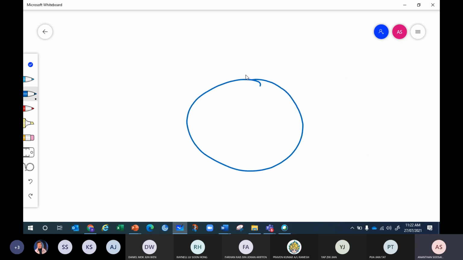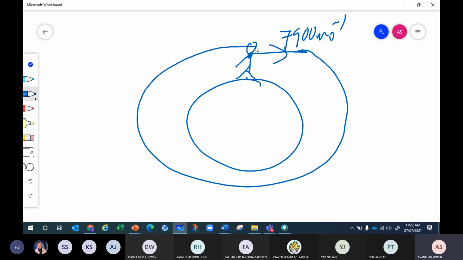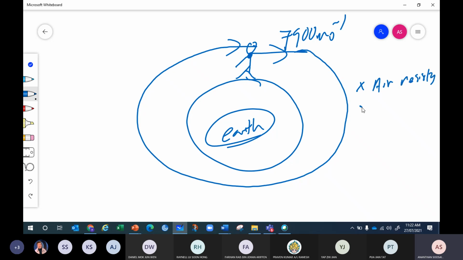Okay, on the Earth's surface, maybe Superman can do it here. Let's say you throw at the Earth's surface with 7,900 meters per second. After a short while, we'll go and hit him from the back. You're going to move in one circle at 7,900 meters per second for our Earth. Of course, the assumption is no air resistance, and second, the Earth is a perfect sphere.